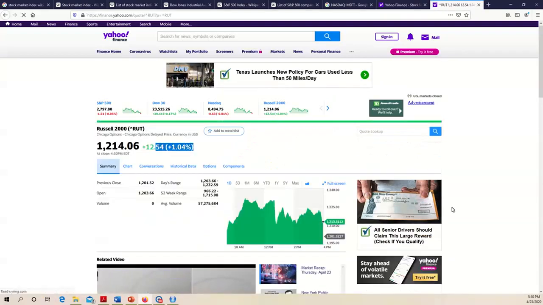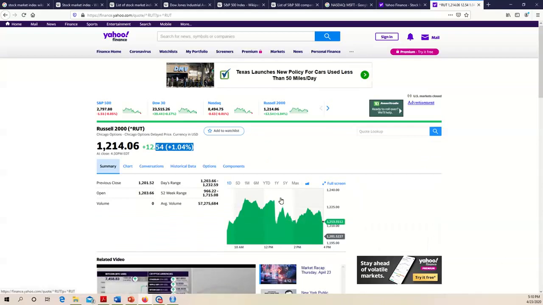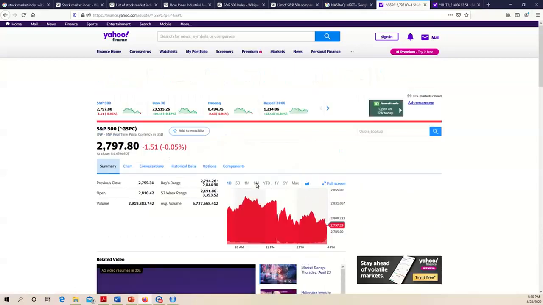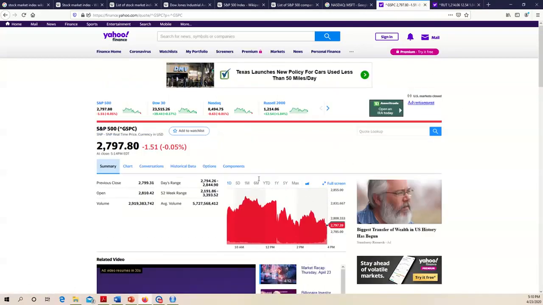So compared with the S&P 500 today, small and middle-sized companies, their stocks are doing pretty well today. But large-sized companies, their stocks are not doing very well today.